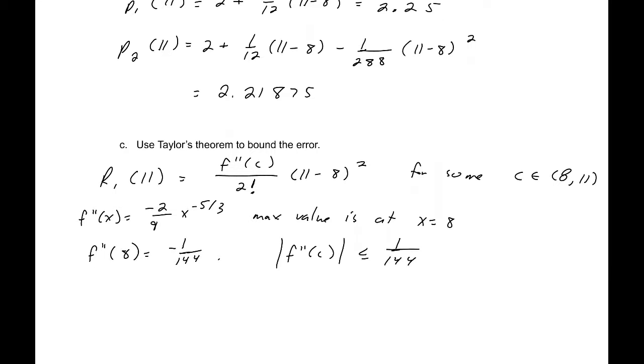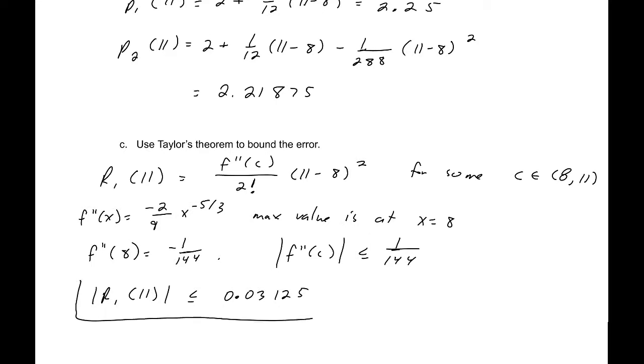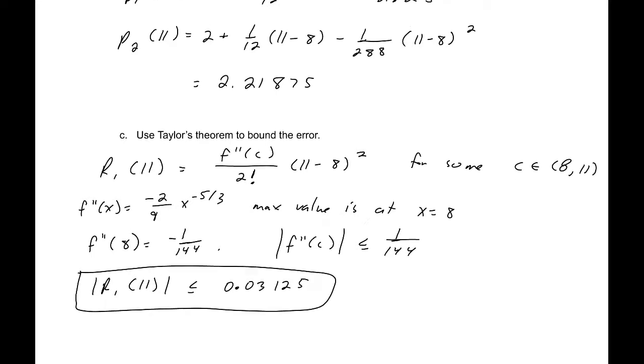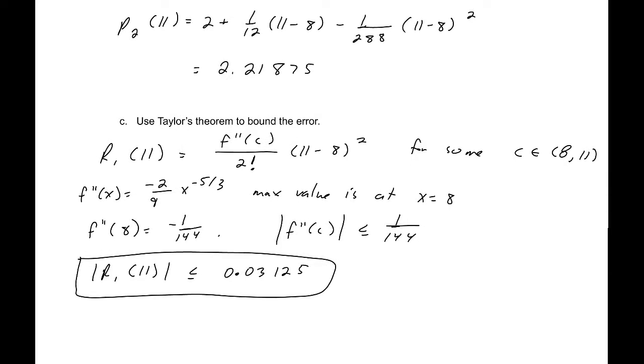So this means our error, R1 at 11, is less than or equal to 1 over 144 divided by 2 factorial times 11 minus 8 squared. So our error is less than 0.03125. That is our error bound. So at most, we are 0.03125 off from the actual answer.